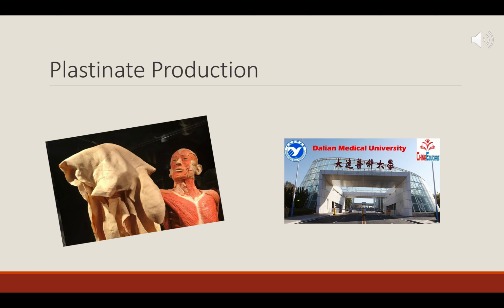Similarly, bodies used to create plastinates, including the popular Body Worlds exhibits, are linked to the collection of unclaimed bodies in China, with evidence of sourcing from prison executions. Though most academic institutions in the United States and other countries exclusively dissect with donated bodies, these plastinates are sold globally.